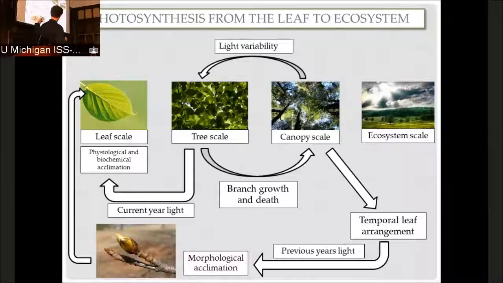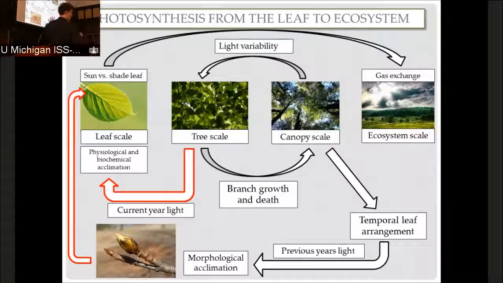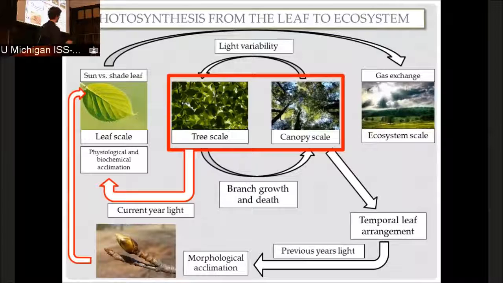So if the light around that bud environment the previous season is very different than the current year's light, you might have the leaf morphologically acclimated to the wrong kind of microhabitat. And so you can see how both the current and previous year's light have an effect on leaf acclimation to some extent, and that's going to determine how the ecosystem functions at the upper scale as far as the gas exchange. And the focus of my talk today is really going to be in this intermediate scale.